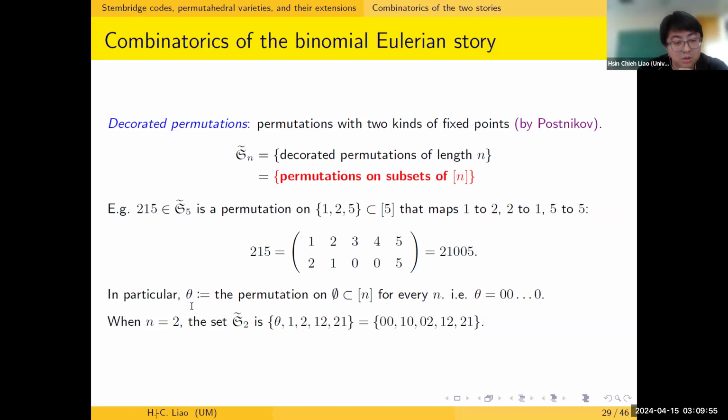In particular, we define theta to be the permutation on the empty subset, and for any n, its one-line notation is just 0, 0. And when n equals 2, the decorated permutations of length 2 can be written this way or this way.